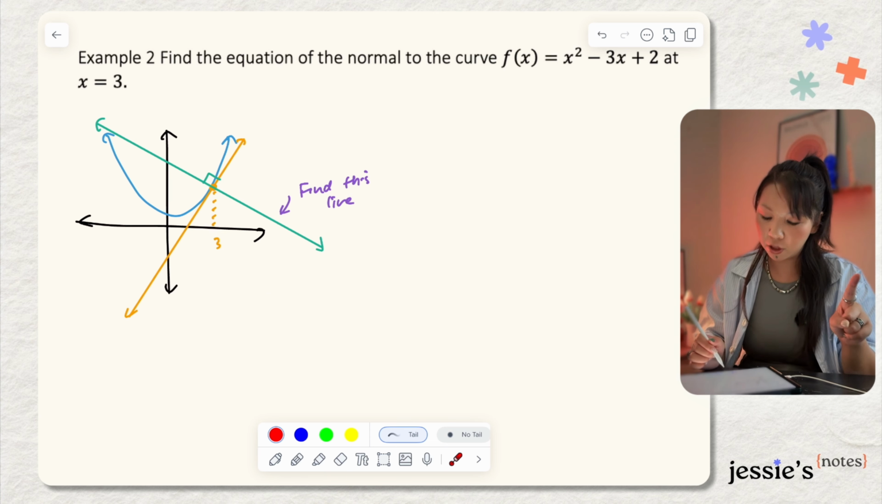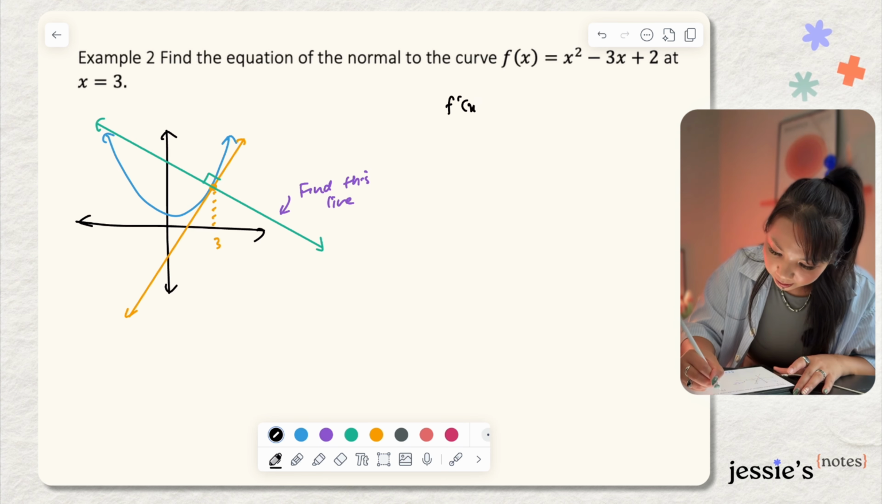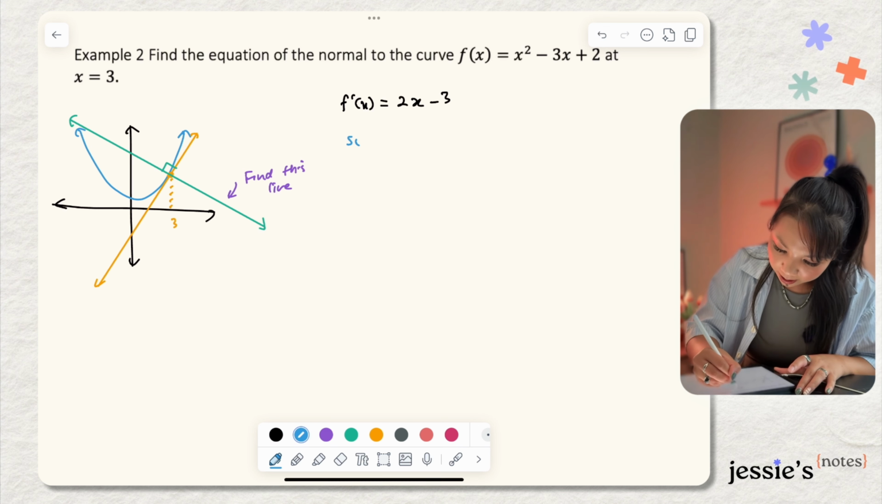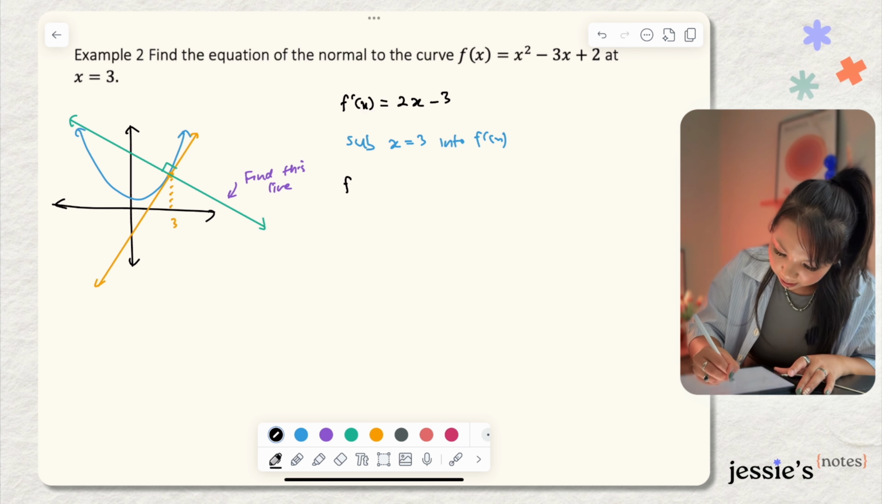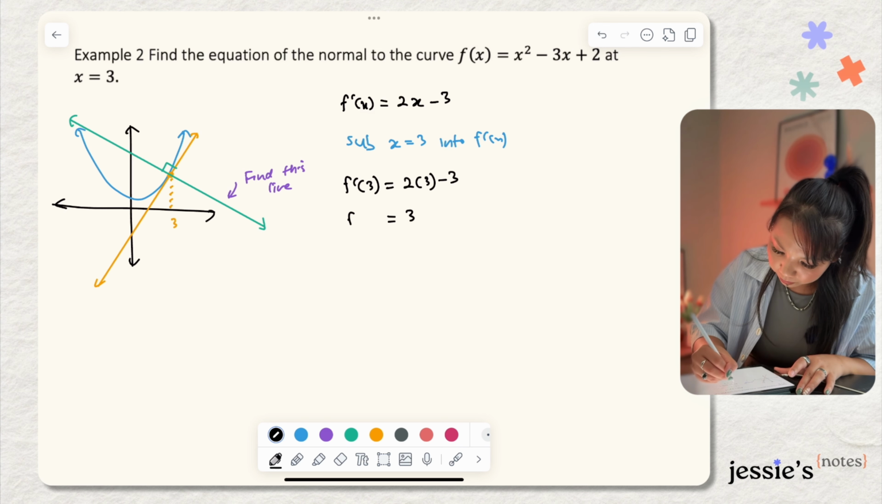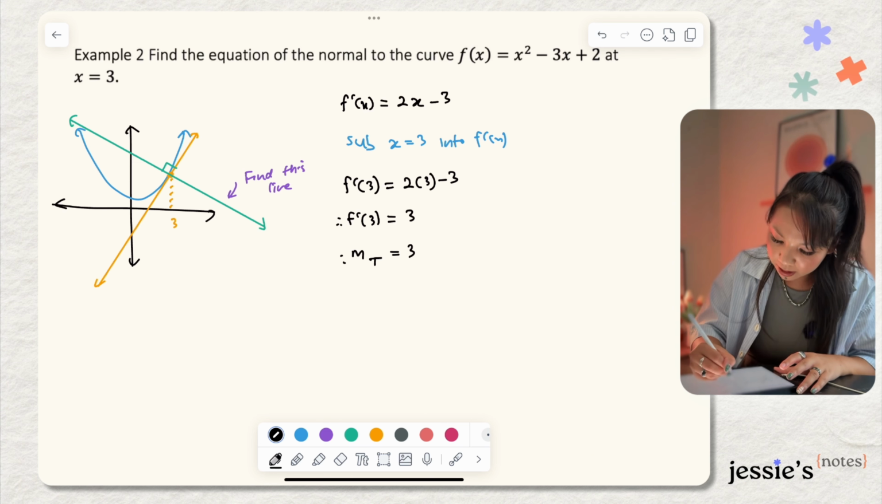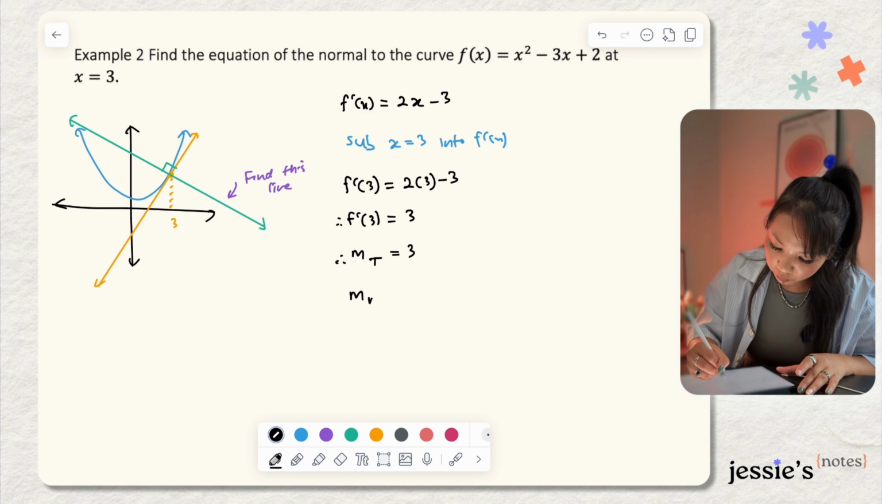So the very first thing I'm going to do, I'm going to find the derivative. So we get f dash x equals 2x minus 3. And then I'm going to substitute x equals 3, that's this point here, into our derivative. So we get f dash of 3 equals 2 times 3 minus 3, which equals 3. So that means the gradient of the tangent is equal to 3. Now, the question wants us to find the equation of the normal. So that means the gradient of the normal is the negative reciprocal of that, which is negative 1/3.